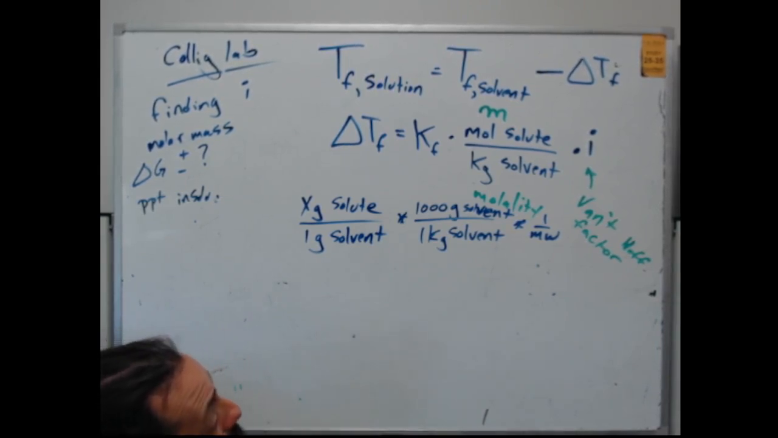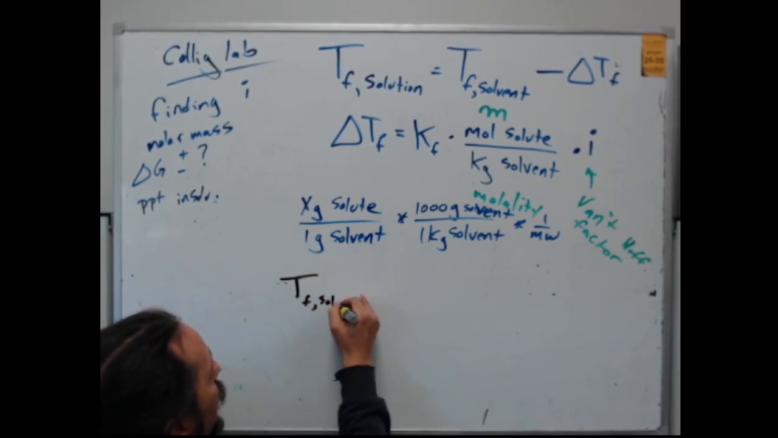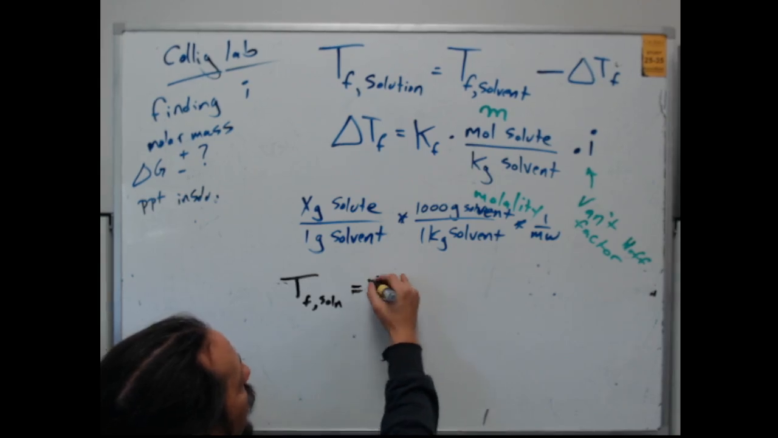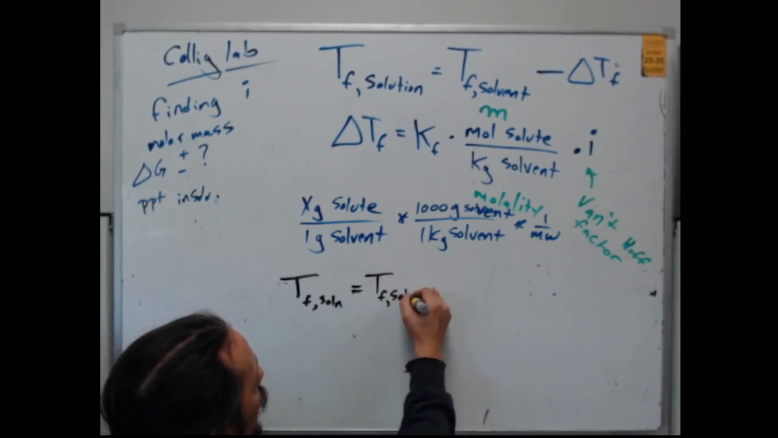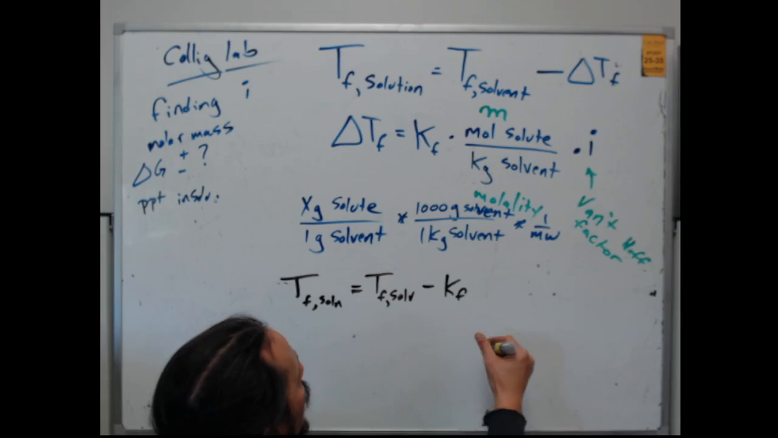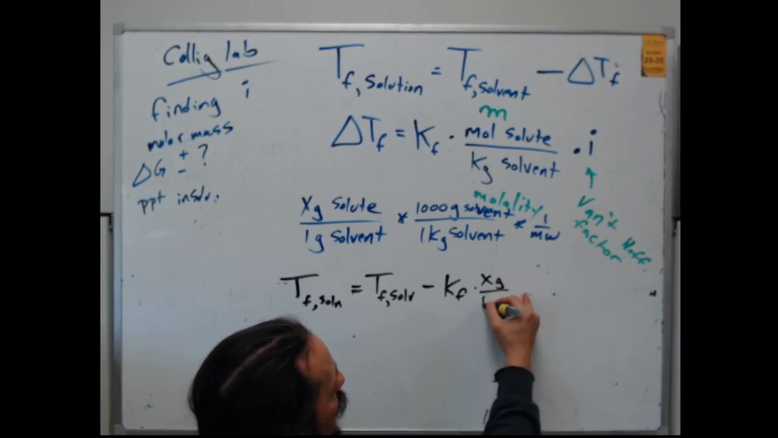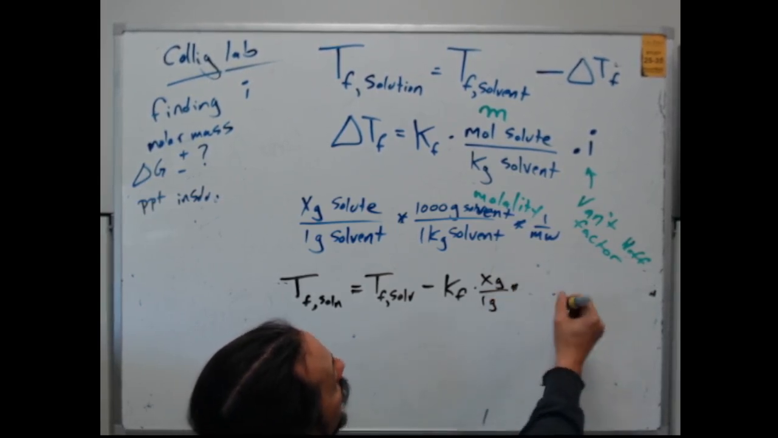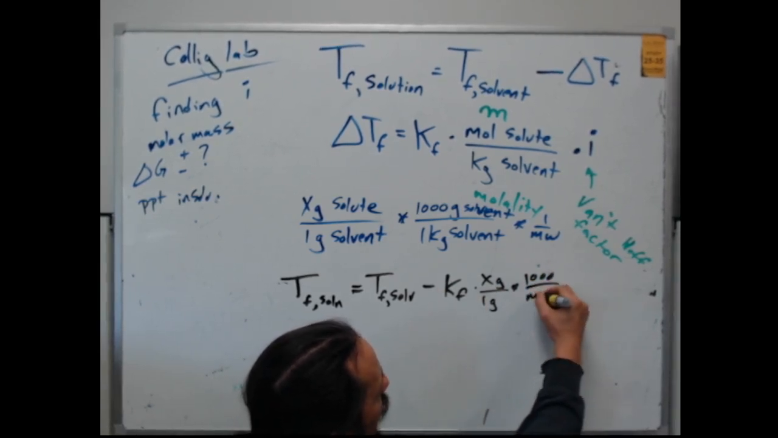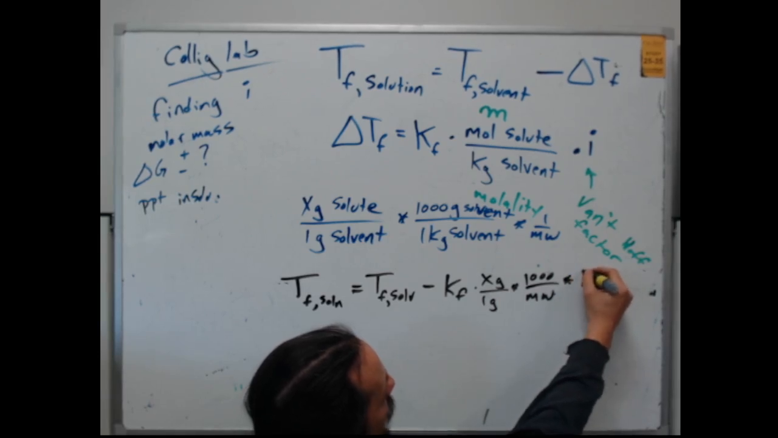So if we crunch this down mathematically, we get TF solution equals TF solvent minus KF times X grams over 1 gram times 1,000 divided by molecular weight times I.